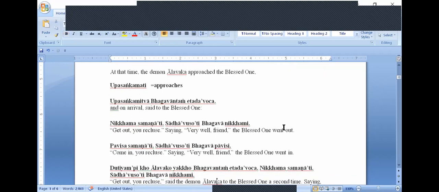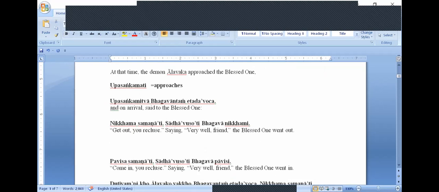Okay, now we are going to learn about the imperative. So nikkhama, get out, all right? Samana is recluse. So, remember you have the imperative, right? For the imperative second person, the shortcut is, what we see, is the plain stem. Like last time we learned dehi, and then dehi. So here nikkhama hi, right? Second person imperative.